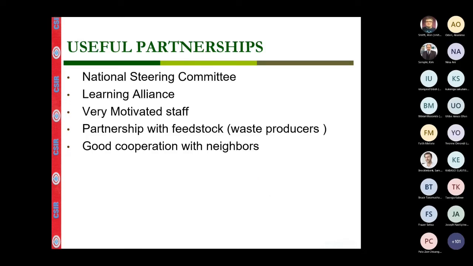Before Safisana was able to be successful in their venture, they formed very useful partnerships with other people who helped them in building this factory. So they have a national steering committee that oversees all the activities of the factory. They have one company called Learning Alliance. They provided a whole lot of consultancy for their activity.